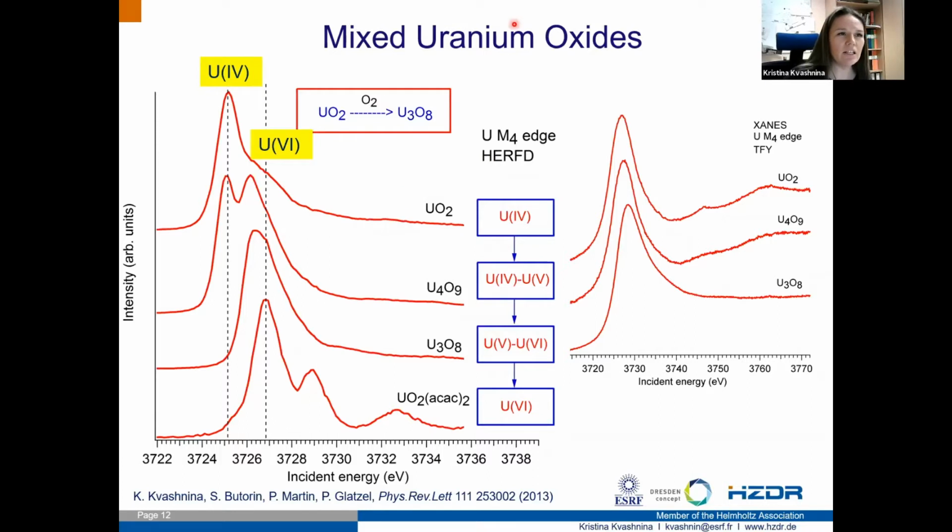So for example, here on the right side, you can see it's again total fluorescence yield recorded on mixed uranium oxides, which have a mixture of oxidation states. It was measured at the same time as the left graph. And you can see that you hardly see any kind of splitting; it's less sensitive to the detection.